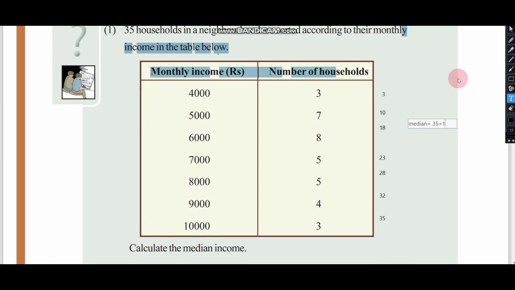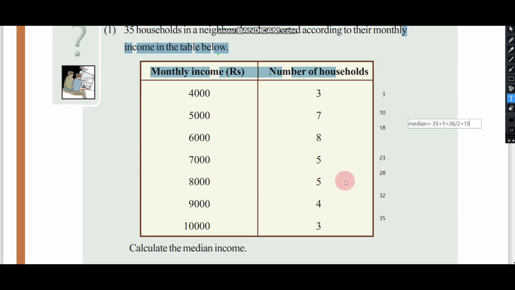35 plus 1 is equal to 36. So 36 divided by 2. What is 36 divided by 2? It is equal to 18. So the 18th household's monthly income is considered as the median monthly income of these households.